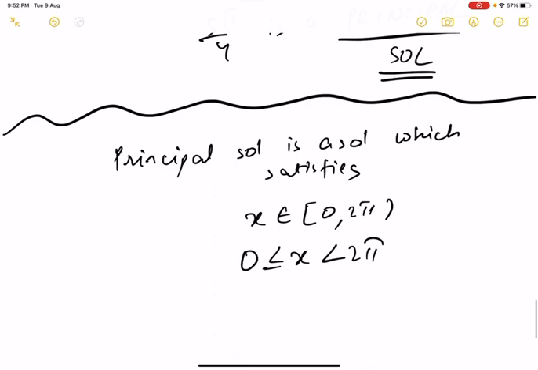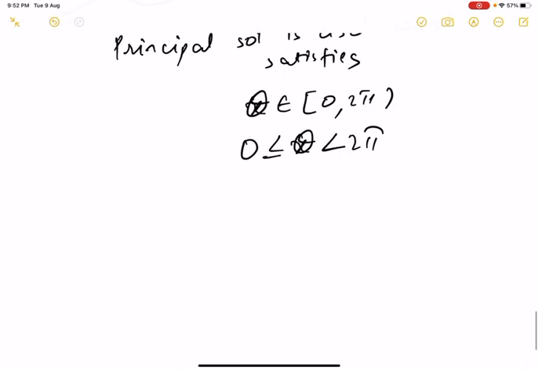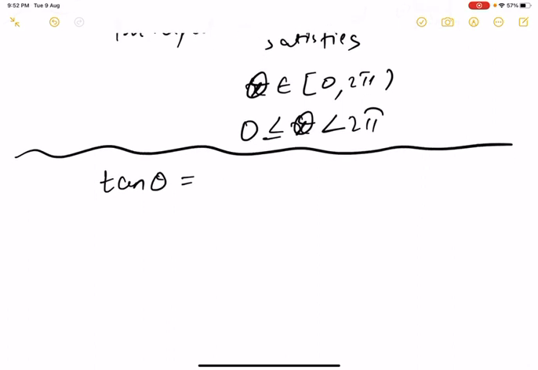Whatever angle value you get, let's say x, or instead of x you can say theta also, whatever principal solution you get, it should satisfy this. Now we can take, if you want, one more example. Let's say tan theta is equal to root 3.